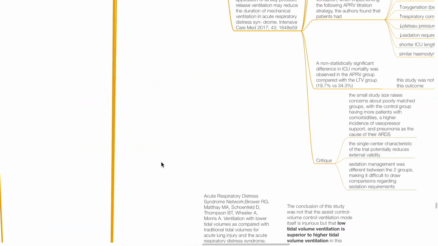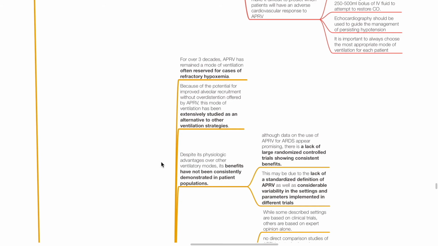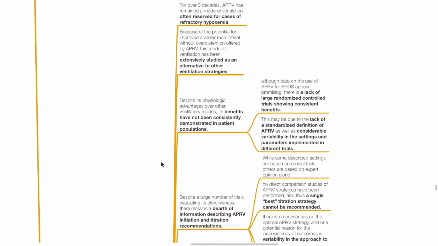Evidence base for APRV. For over 3 decades, APRV has remained a mode of ventilation often reserved for cases of refractory hypoxemia. Because of the potential for improved alveolar recruitment without over-distension offered by APRV, this mode of ventilation has been extensively studied as an alternative to other ventilation strategies. Despite its physiologic advantages over other ventilation modes, its benefits have not been consistently demonstrated in patient populations.